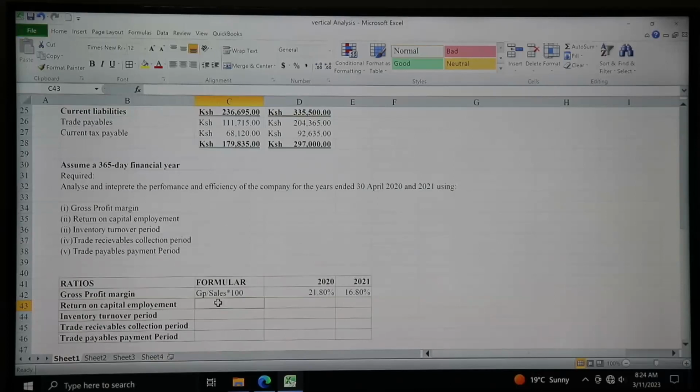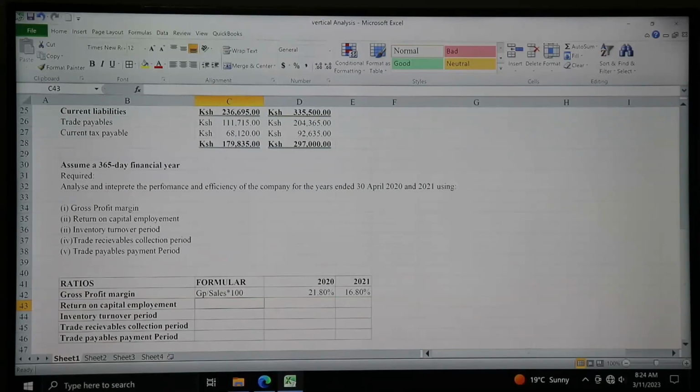So actually, if you are talking of a limited company, we don't really use the word capital, but we talk of equity. Because in a limited company, you have different forms of capital. We have different forms, so all of them you just refer to as equity. But you can also use the same thing, the current assets minus current liabilities. Then from there, you multiply by 100.